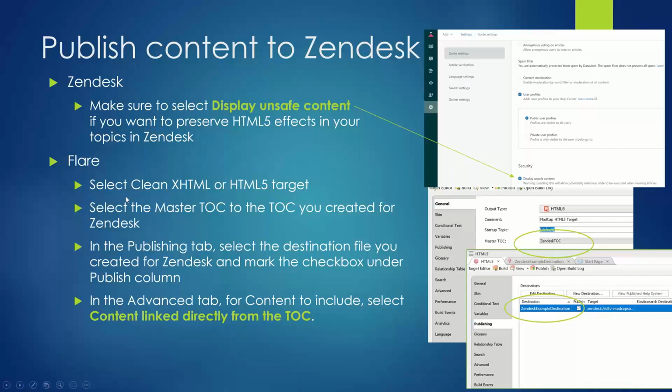So in Flare, you need to create a clean XHTML5 or an HTML5 target. You want to make sure to set the skin to none if you selected HTML5, and then select the TOC you created for Zendesk as the master TOC for your target. And then in the publishing tab, select the destination file you created in Zendesk and mark the checkbox under the publish column. And then in the advanced tab for content to include, you want to select content linked directly from the TOC. And that's basically all it takes to publish to Zendesk.